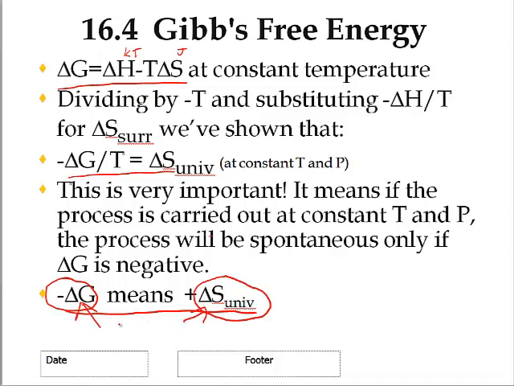And so we've got two values to figure out if it's spontaneous. But in our AP class, we're really going to focus on the delta G, because this universe stuff has too many factors involved. But with delta G, we can look at our system, our beaker, our flask, whatever we happen to be looking at, and if we get a negative value for delta G, then we know that reaction is spontaneous.